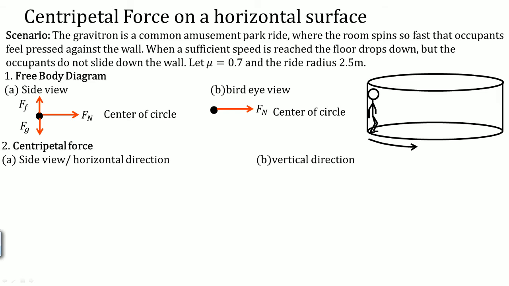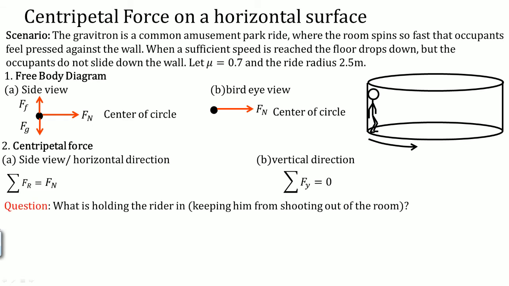Now, we are going to calculate the centripetal force equation. First of all, we're going to look at it from the side view. From the side view, we see that the centripetal force, summation of Fr, is just equal to the force normal. Then in the vertical direction, there was no movement. The person did not slide up or down. So the summation of the forces in the y direction equals 0.